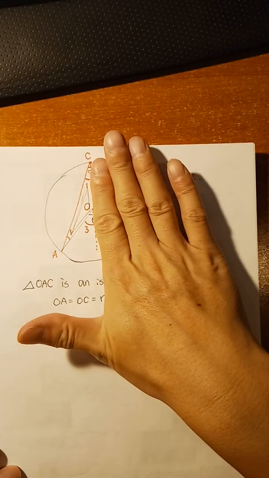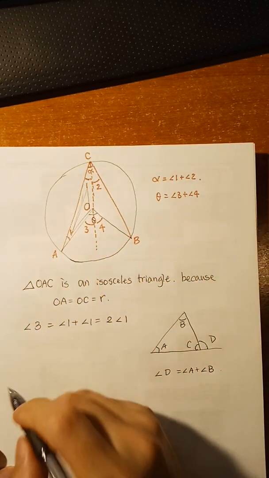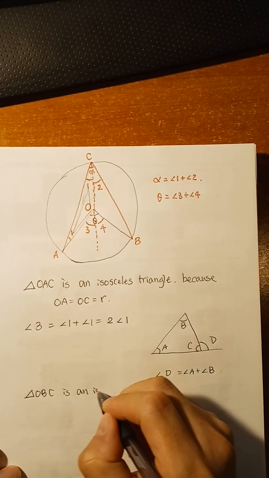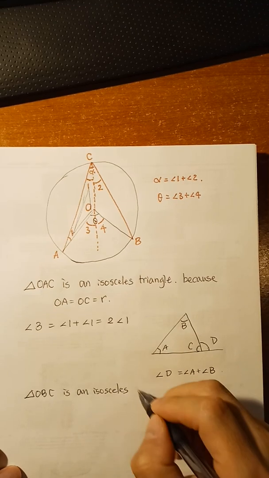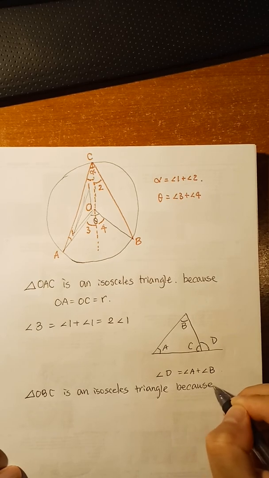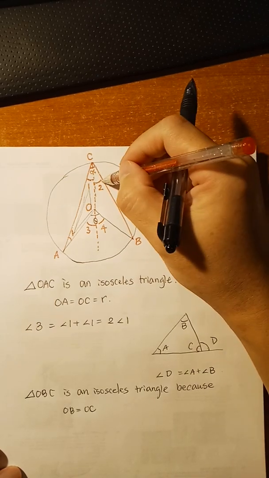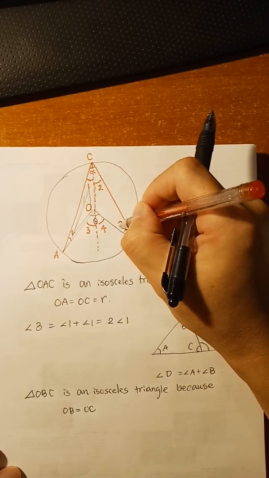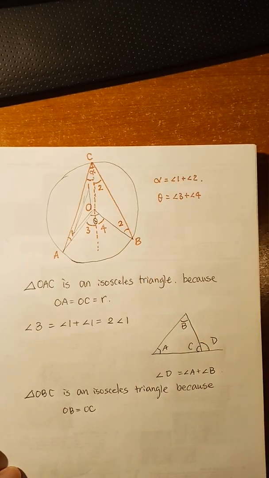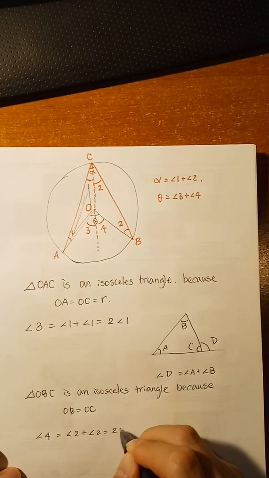We only studied the left triangle, and we have the right triangle as well. The triangle OBC is also an isosceles triangle, for the same reason. You have 2 radii, OB and OC. So this angle is 2, and this angle is also 2. And angle 4 is external, so angle 4 is angle 2 plus angle 2. It's twice angle 2.